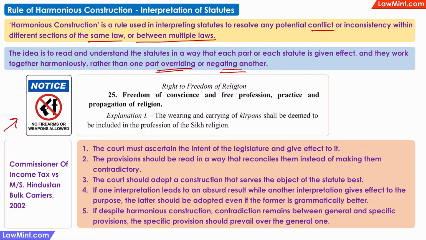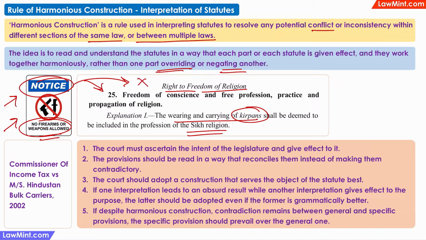For example, you may have seen this sign outside banks stating that no firearms or weapons are allowed to be carried into the premises. Now, Article 25 of the Constitution guarantees the right to freedom of religion, and it says that carrying a kirpan is a part of the profession of the Sikh religion. So, when it is interpreted literally, the first rule, banning all weapons, is in direct conflict with the freedom of profession of the Sikh religion. Here, the court will interpret both the statutes harmoniously, such that this rule will apply on all persons except Sikhs who are carrying a ceremonial kirpan.